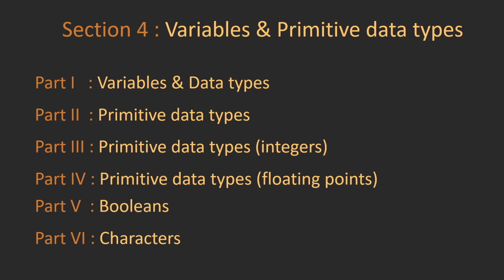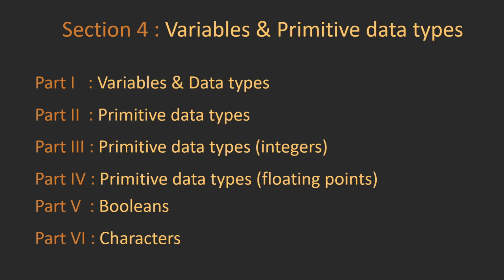Hi everyone, and welcome to section 4 of the course, which is variables and primitive data types. This section will be in 6 parts. First, part 1 will be variables and data types, where we will learn about the concept of variables and data type. Then part 2, primitive data types, where the data types will be classified into two main categories, primitive data types and non-primitive data types. In this section, we will focus on the primitive category. And in the next 4 parts, you will learn about the different data types under that primitive category.